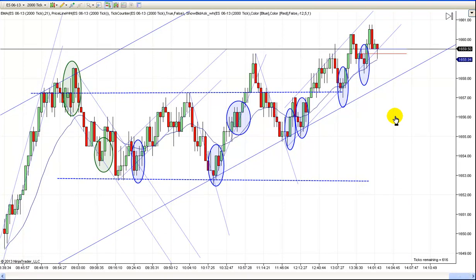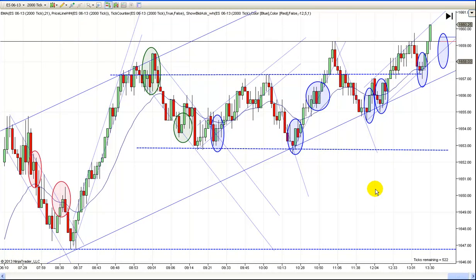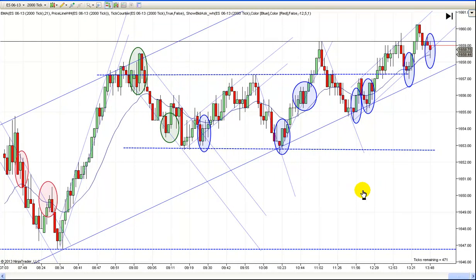Just watching that to see what it's going to do. We still haven't got a close outside that bar yet, that line. But anyway, I'm not going to hang around for that. That's meaningless at this point. I'm going to wrap it up.